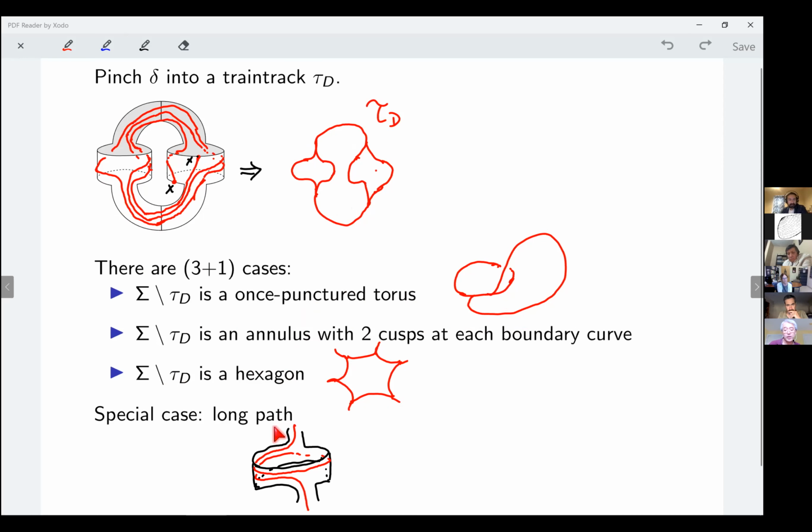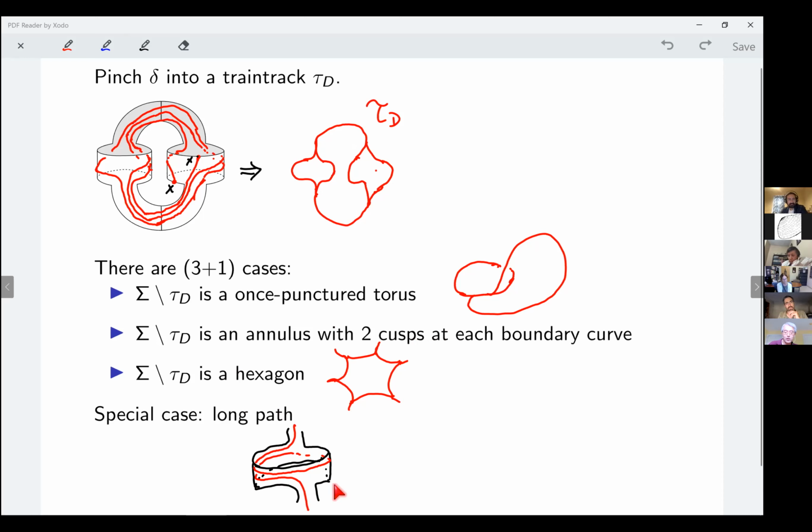And also a special case, which is called the long path. That's the case when you have an arc winding around a lot of times. So this is a special case. You have to deal with this case totally differently. And then it doesn't change either one of those three cases.